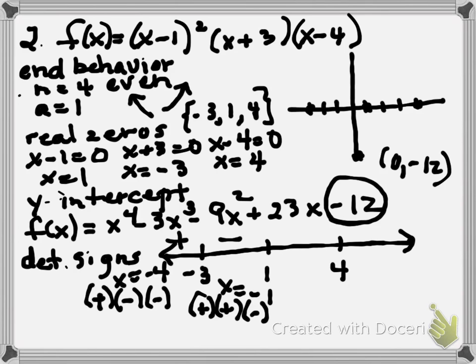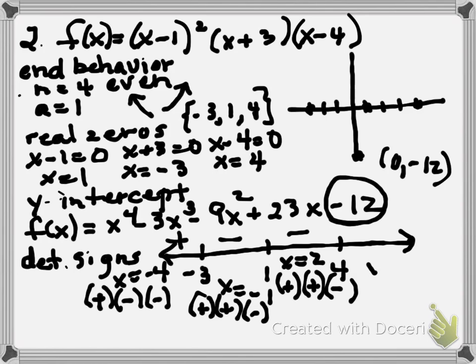So a positive times a positive times a negative is going to give you a negative in this region. Then let's say I pick a value in here of, let's say, 2. 2 minus 1 is 1. 1 squared is positive. Then 2 plus 3 is 5, which is positive. And then 2 minus 4 is negative. So a positive times a positive times a negative is going to make this region negative.